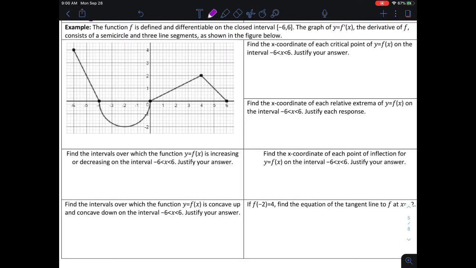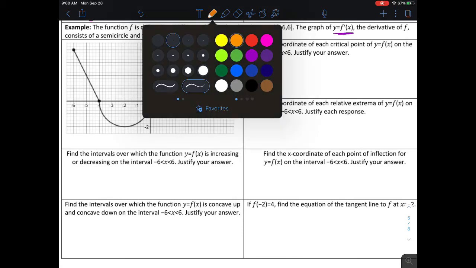Okay, so we're going to look at an example here. A function f is defined and differentiable in the closed interval from -6 to +6, and we're given the graph of f prime. So we need to make a note of what we're looking for. We're looking at the derivative of f, and we want to find some information about f of x looking at this graph. We'll start with: what are the critical points?